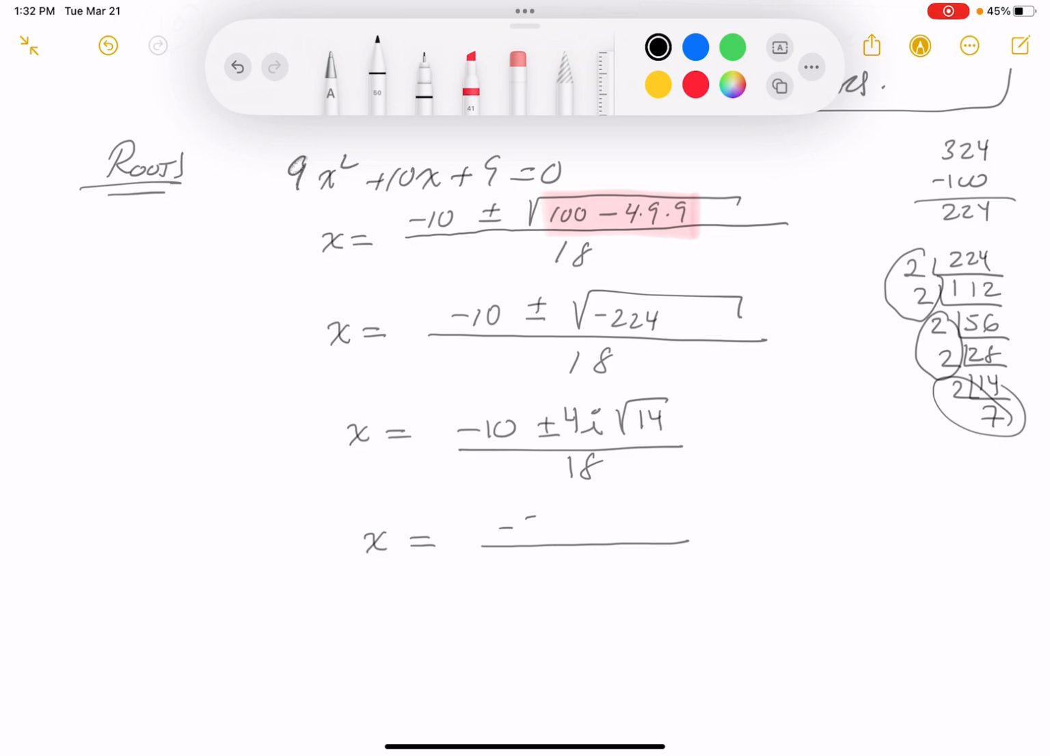What do you get? Minus 5 plus or minus 2i root 14. I'm dividing by 2, by the way. And that's going to give you 9. All right? I know the roots. There's 2 of them. The roots are as follows. x equals, let me write it down for you. So minus 5, we'll clean it up later, by the way, plus 2i root 14 over 9. And the other root is going to be minus 5 minus 2i root 14 over 9.